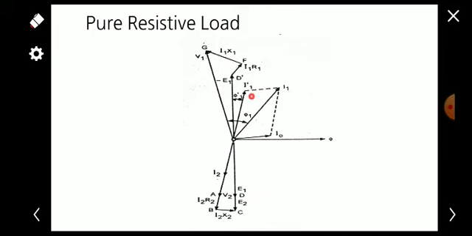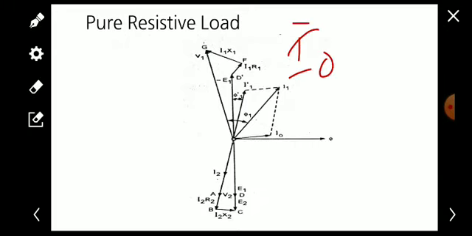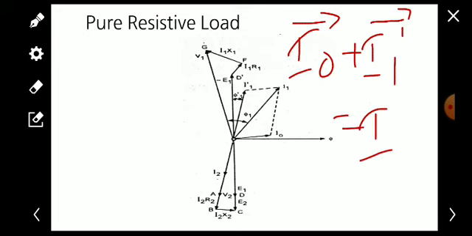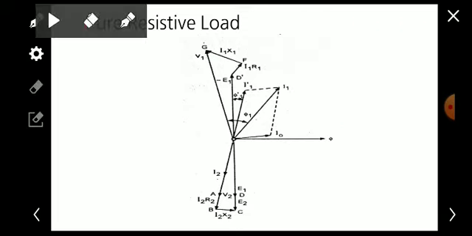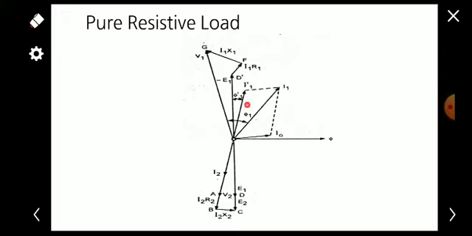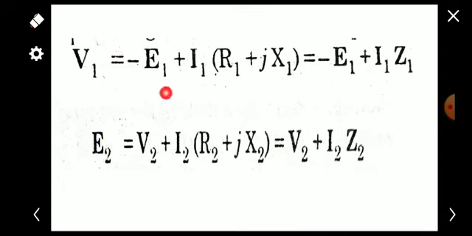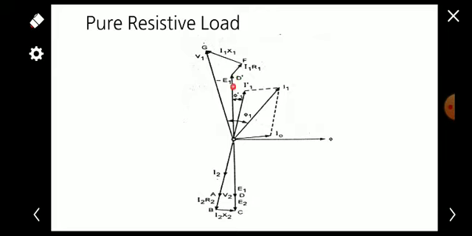We will draw I1 dash here, and the resultant of the I0 vector plus the I1 dash vector gives I1, the actual primary current. So I1 is the phasor sum of I1 dash and I0. We will draw the resultant vector I1 here by using the parallelogram law. After that we have minus E1 here, for incorporating the equation V1 is equal to minus E1 plus I1 R1 plus J into I1 X1.